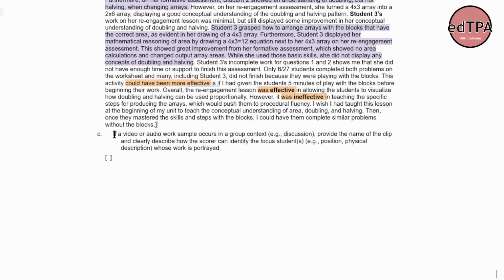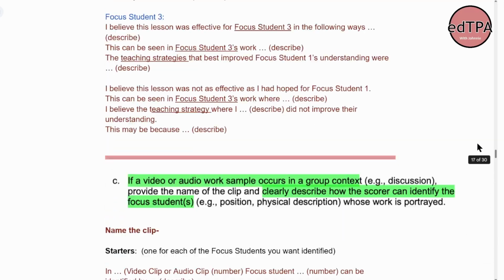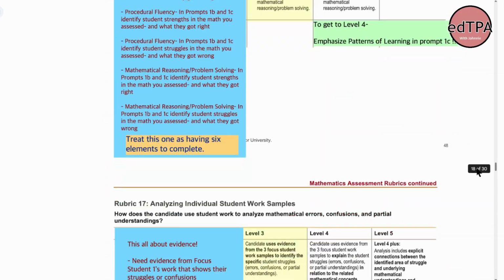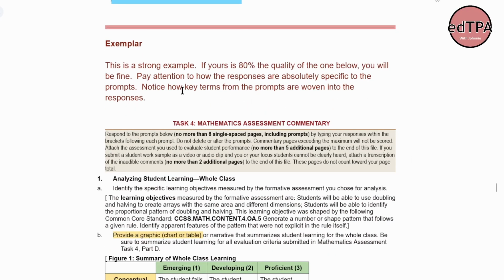And the last one, there was no response to this one because this person did not use a separate video or audio file. So this is the exemplar. And remember, it's a strong example. If yours is 80%, it's going to be good enough. Remember that your responses should be absolutely specific to the prompts, and you should be using key terms from the prompts and weave them into the responses.